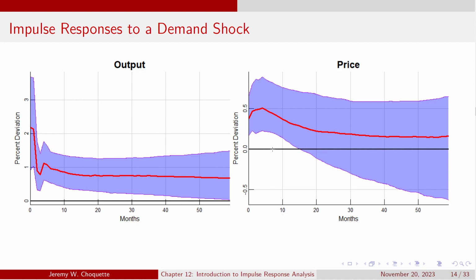But from 0 up until this point, it's about 15 months in. First 15 months, we're pretty certain that price is above 0. And for this entire horizon here, we're pretty certain that output is above 0. So output and price are above 0. That immediately tells you it's a demand shock. This is a demand shock of some sort.